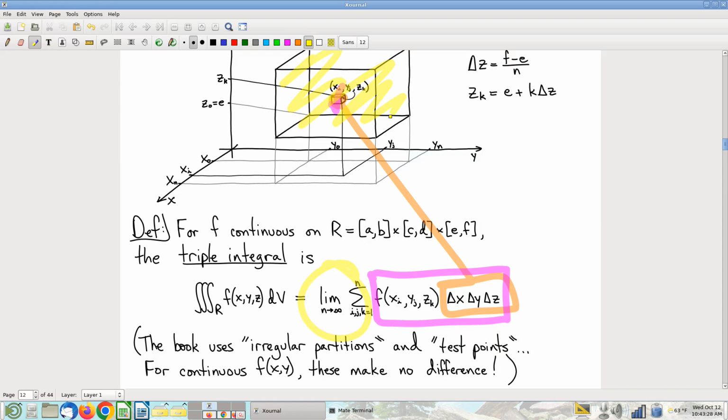Does everybody see how strategically it's just like double integrals? It's just a little bit more so. We have to add up in three directions instead of two, because you got to go all the way this way, you got to go all the way this way, and you also got to go all the way that way. So three indices, I, J, and K.